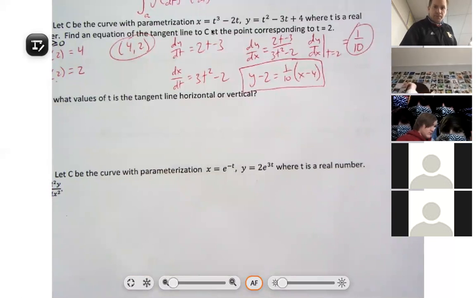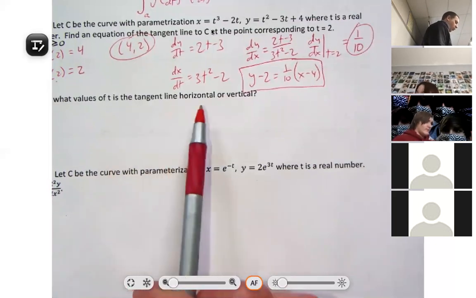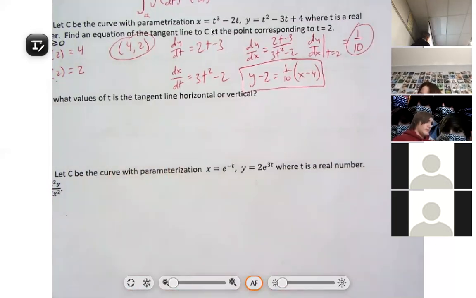All right. Next one, for what values of t is the tangent line horizontal or vertical? Any guesses? How do we figure that out?